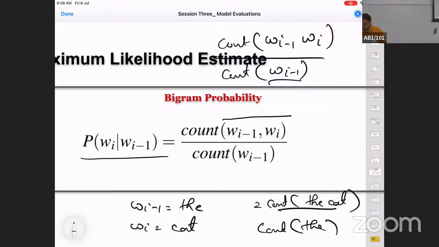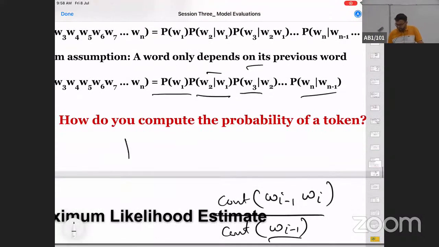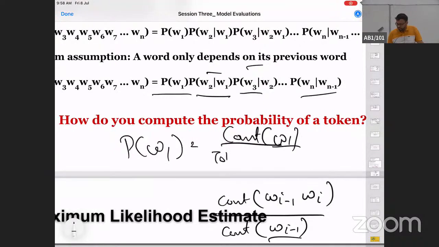So if you can compute this, you can just put these values here and calculate the probability of a sentence. Now you can always ask me how will I compute the probability of a given word? That is again very easy. Probability of word wi is equal to the count of wi divided by the total number of tokens in the data.